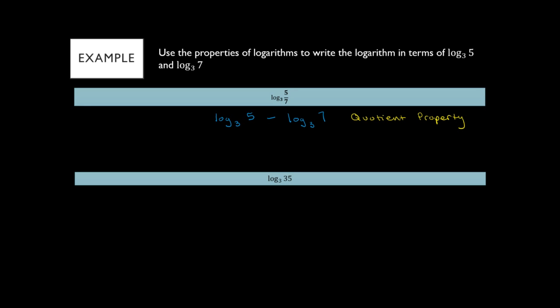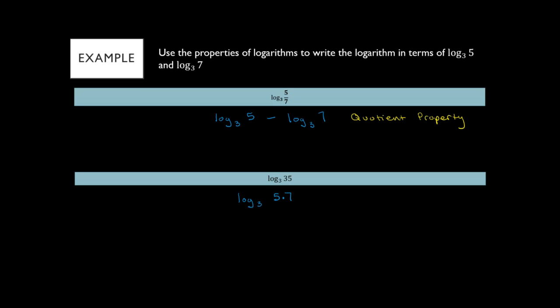Now, the second one here is going to be actually more than one step because we have the log base 3 of 35. So right now, we can't do anything with it as it is, but we can separate 35 as two numbers multiplied together so that we can use the product property. So log base 3, instead of writing 35, 35 is 5 times 7. So I can write that as log base 3 of 5 times 7.